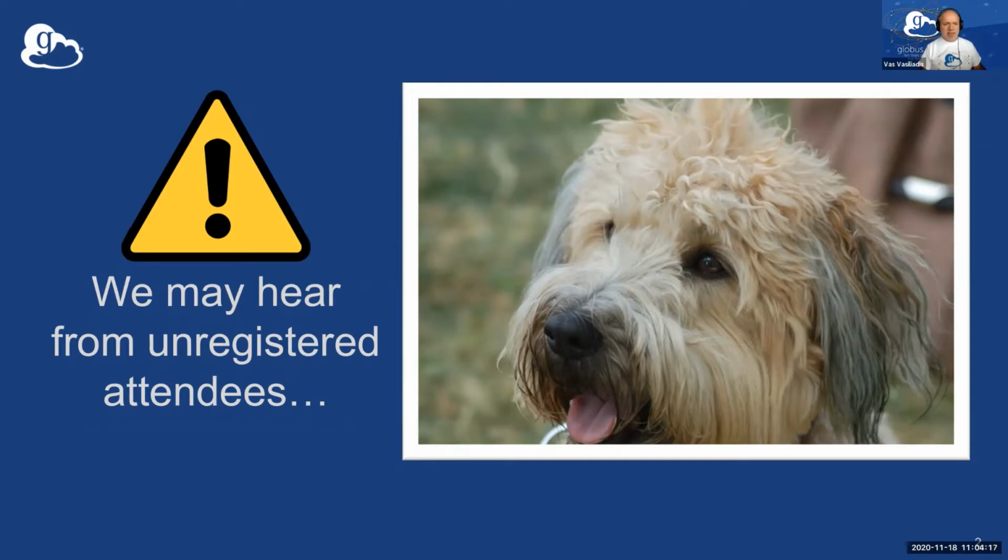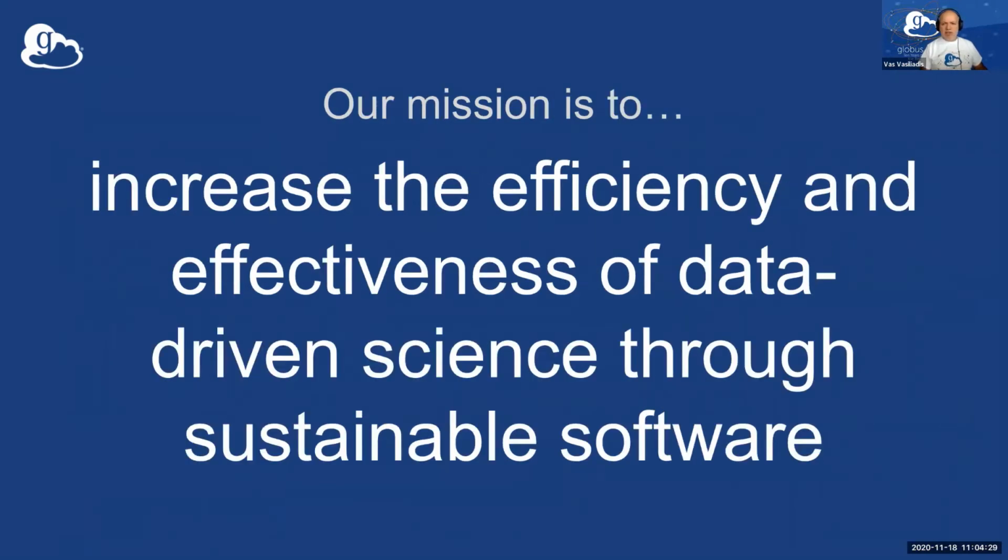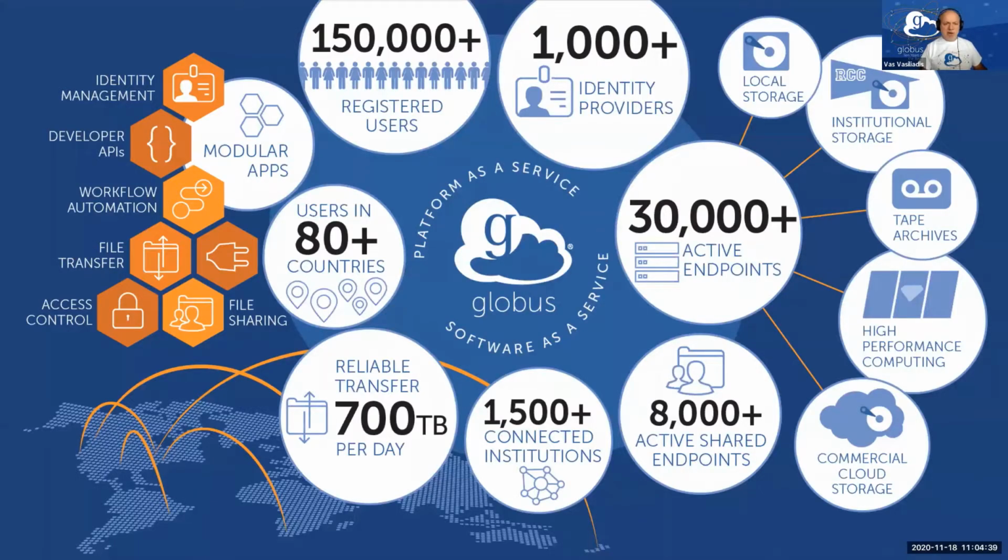But hello again, this is Vas Vasiliadis, University of Chicago, which is where Globus is a service that we build and operate on behalf of the research community, as well as many commercial research partners. And our mission really is to drive greater efficiencies in data-driven science and research, and do so in a sustainable way. So we have a large and growing user base across the world in over 80 countries now.